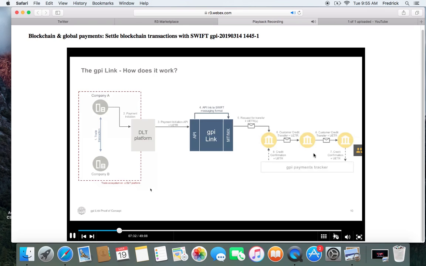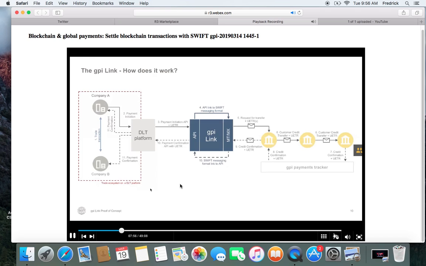Once the payment is done, the bank will mention this via a credit confirmation message, again mentioning that UETR to the GPI Link, who can expose that information in the form of an API call to the DLT platform or whatever it is. So this is a little bit how it technically would work.